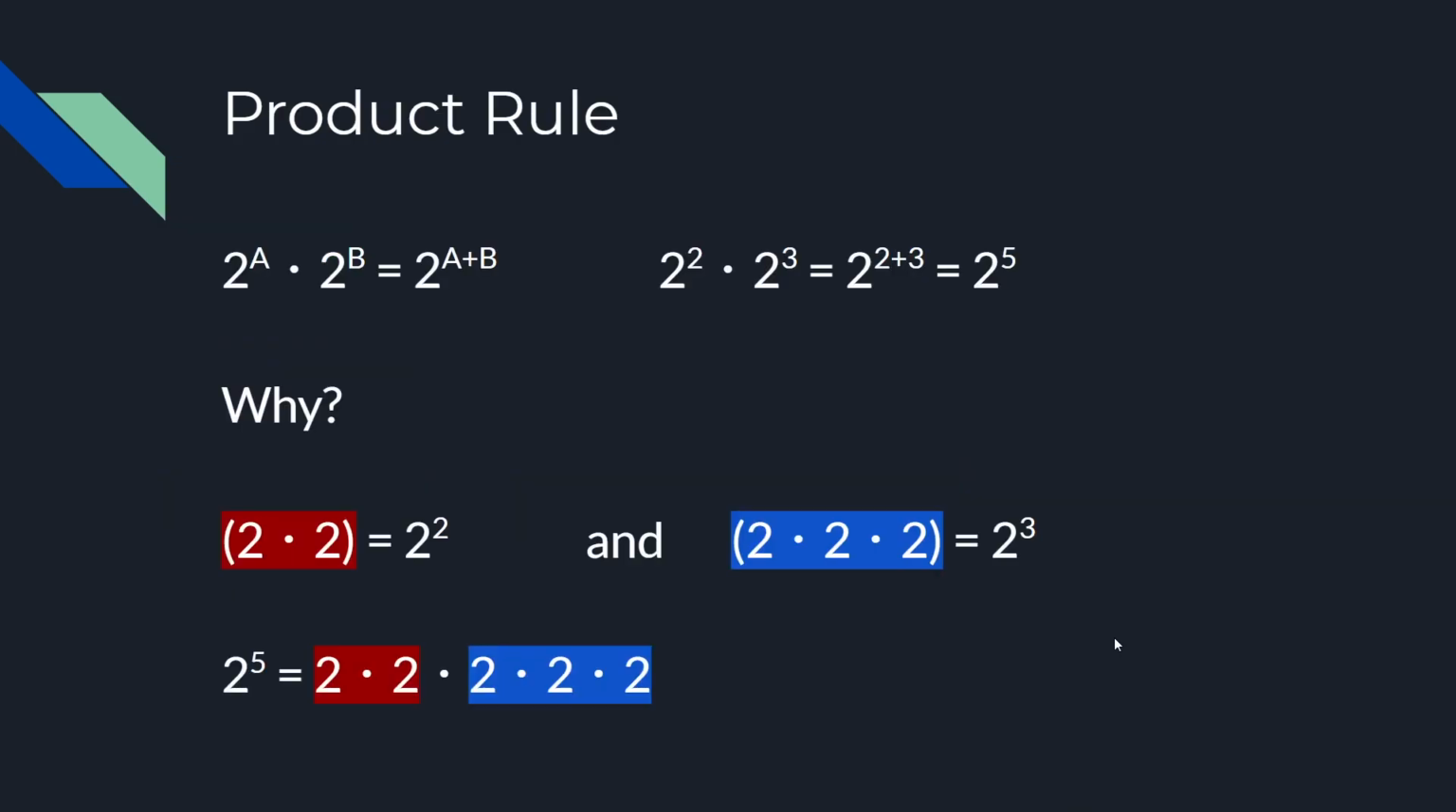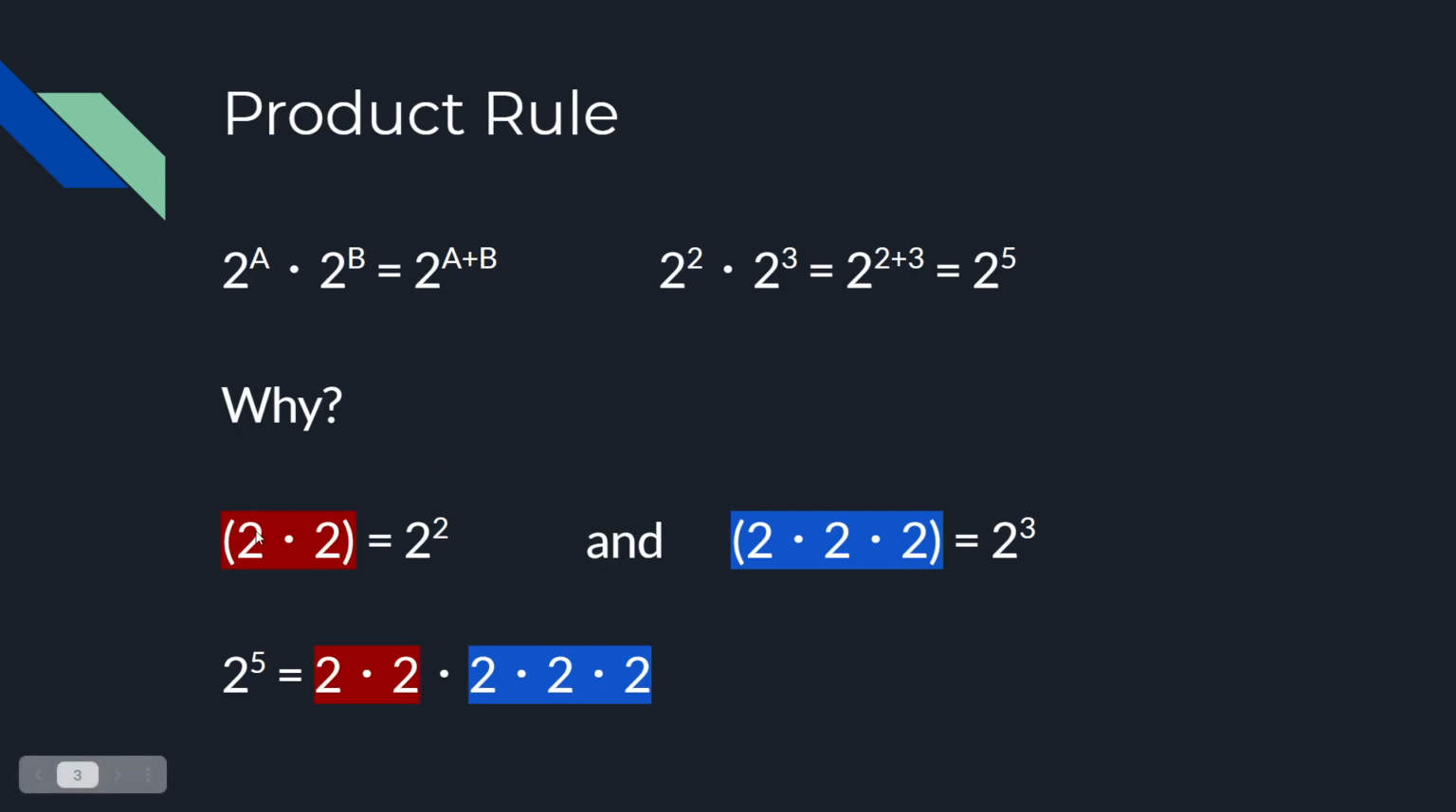All right, first rule is the product rule. Basically, the way this one works is if you have 2 to the a times 2 to the b, or I mean, it doesn't need to be 2, it's just a number to a power times the same number to a different power, we can write it as that number to the sum of the powers. So if we had 2 squared times 2 to the third, we can write it as 2 to the 2 plus 3, which is just 2 to the fifth.